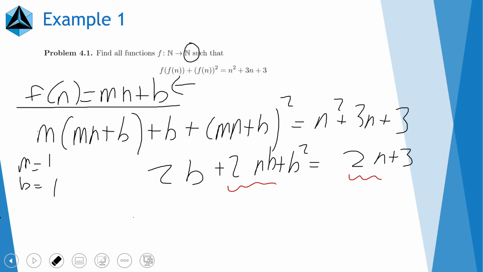So if we plug in b equals 1, this goes away, and this can't go away. We still have to replace it with a 1. And then we see here that these are actually equivalent statements, because 2 plus 2n plus 1 is in fact equal to 2n plus 3. So that means that m equals 1, b equals 1 is going to be a solution. And in fact, that is going to be our only linear solution here.